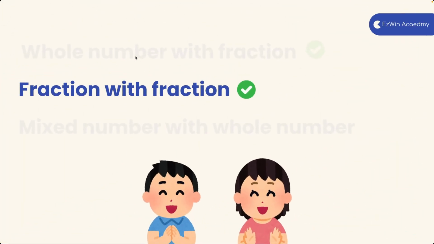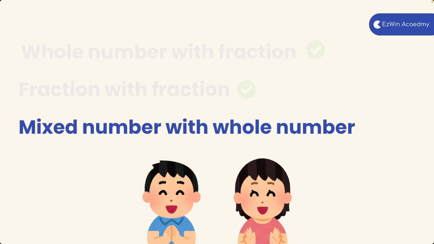All right, now we know how to do a product of fractions with fractions. The last one is we want to do a product of a mixed number with a whole number.